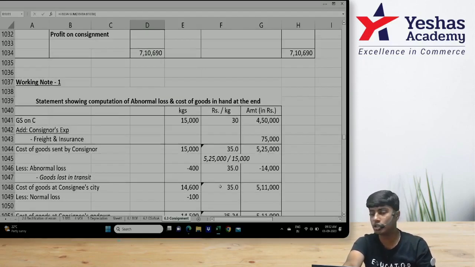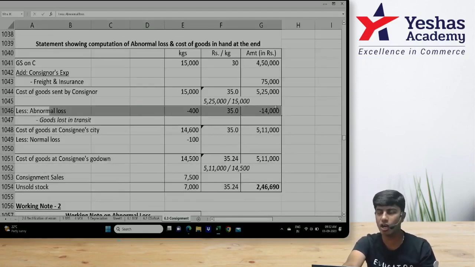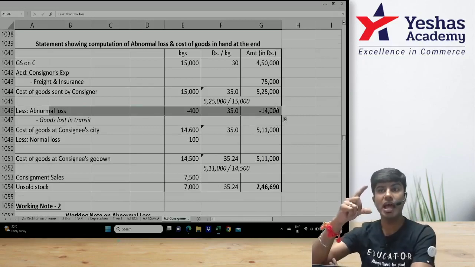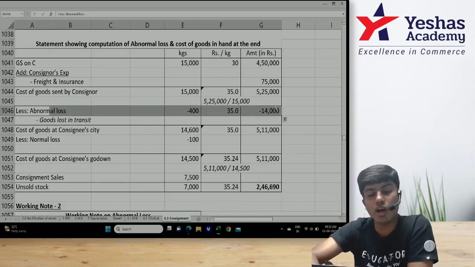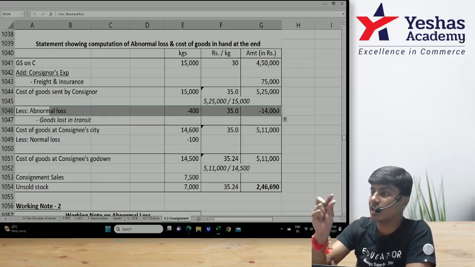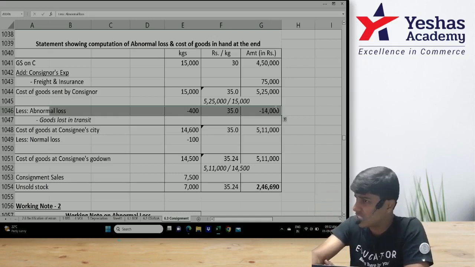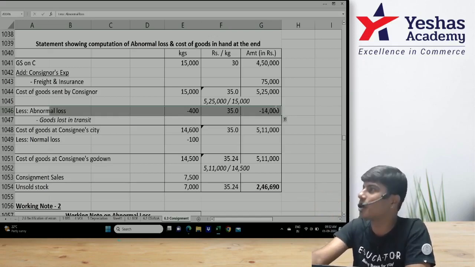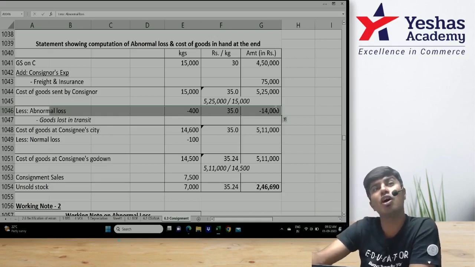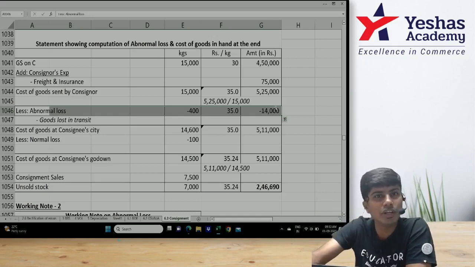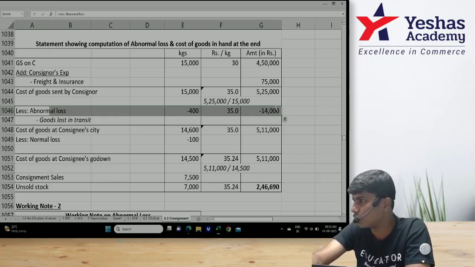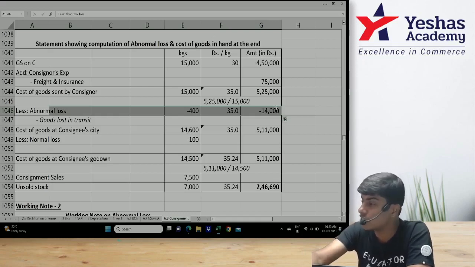Why? If I first do normal loss, the per unit rate will increase, and then abnormal loss is not taken at 35. Abnormal loss is taken at a rate higher than 35. It is okay, loss can be more than 35, but why is it increased? Because of normal loss. How can you include normal loss in abnormal loss? Then you are computing loss on loss. For the abnormal loss of 400 kgs, you are computing the rate per kg including normal loss. That is not correct. Do you understand the logic?